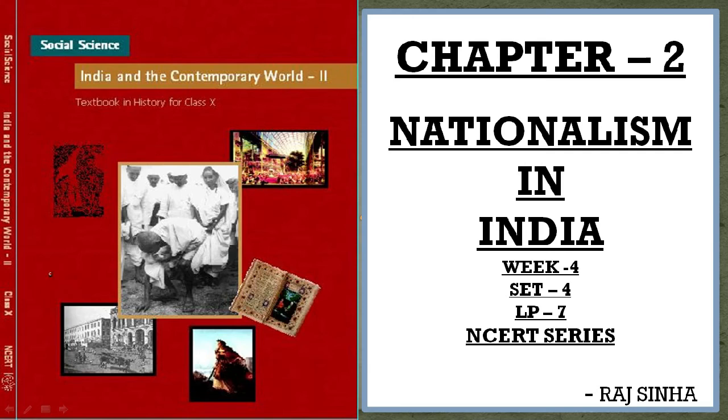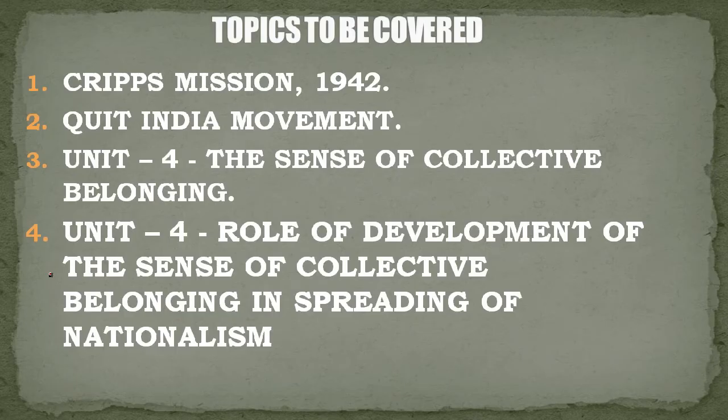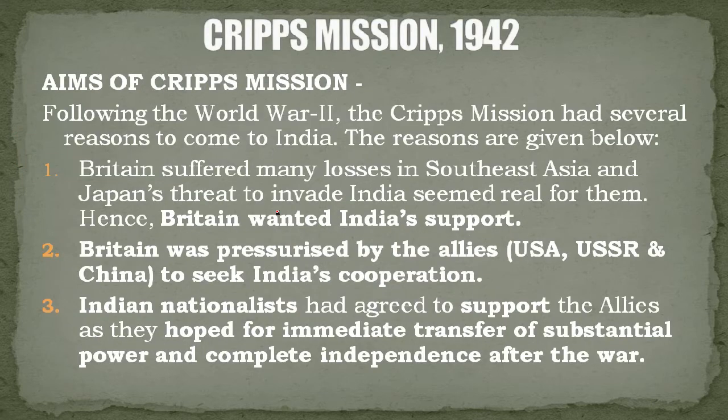Today we will move ahead in chapter 2, Nationalism in India. The topics to be covered in this lesson are number 1, Cripps Mission 1942, number 2, Quit India Movement, number 3, the Unit 4, the sense of collective belonging, number 4, in the Unit 4 itself, we will see the role of development of the sense of collective belonging in spreading of nationalism. So let us begin our discussion from the Cripps Mission.